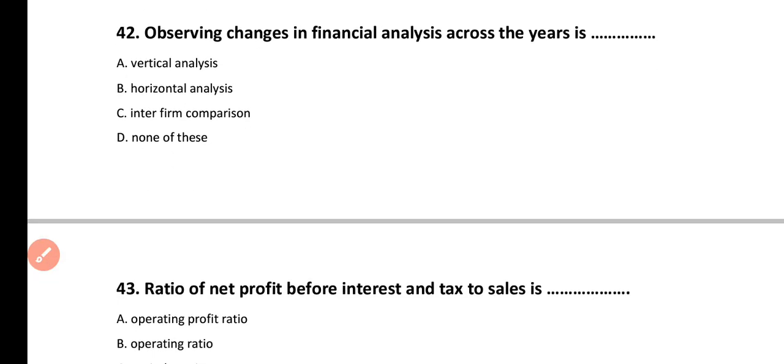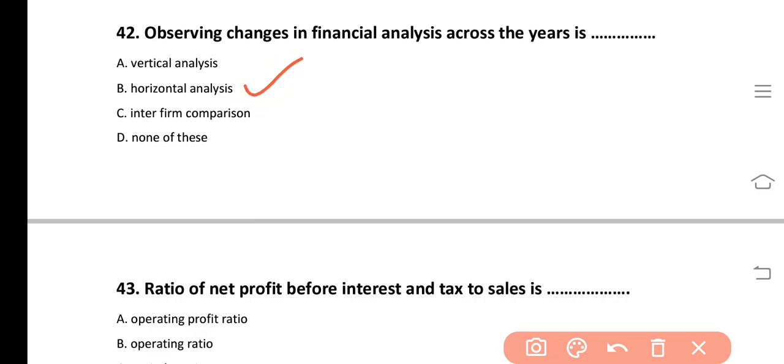MCQ number 42. Observing changes in financial analysis across the years is: vertical analysis, horizontal analysis, inter-firm comparison, none of these. So the correct option is horizontal analysis, that is done by observing changes in financial analysis across the years. In horizontal analysis we use data of 2 or 3 years. It can be more than 2 as well, 3 years or more.